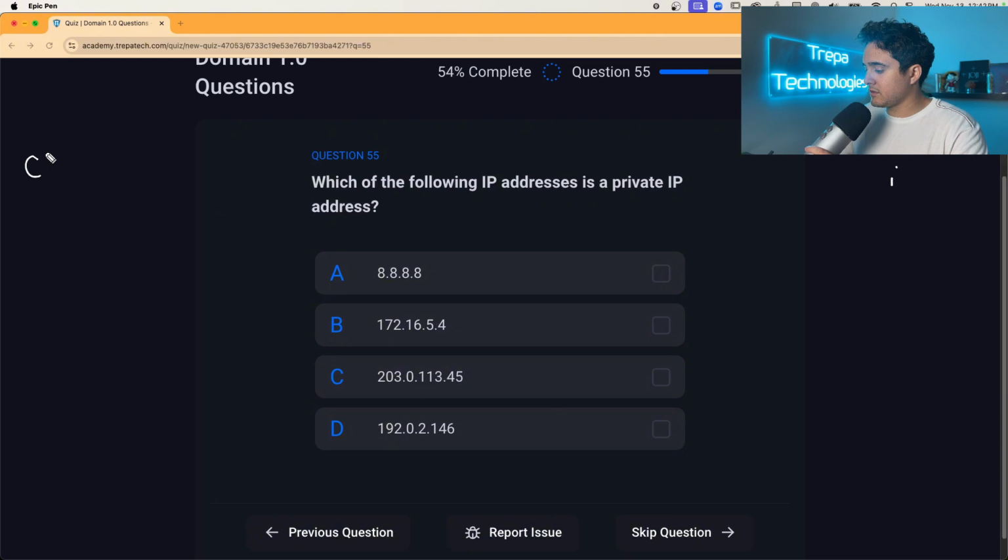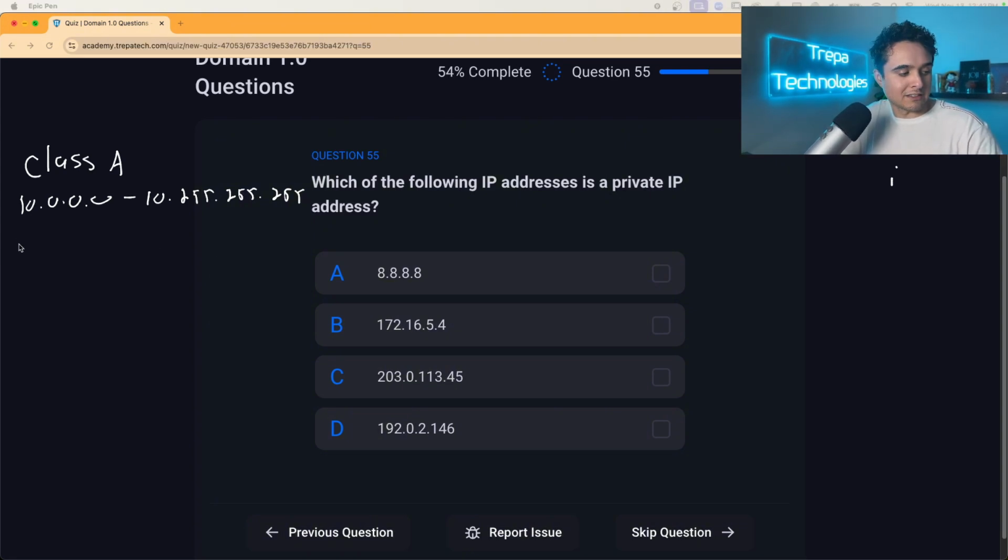So we have the Class A RFC 1918 range, and that's going to be 10.0.0.0 through 10.255.255.255. And you know what? In my comments, people have told me my handwriting's awful, so I'll just write this out. So Class A is 10.0.0.0 through 10.255.255.255.